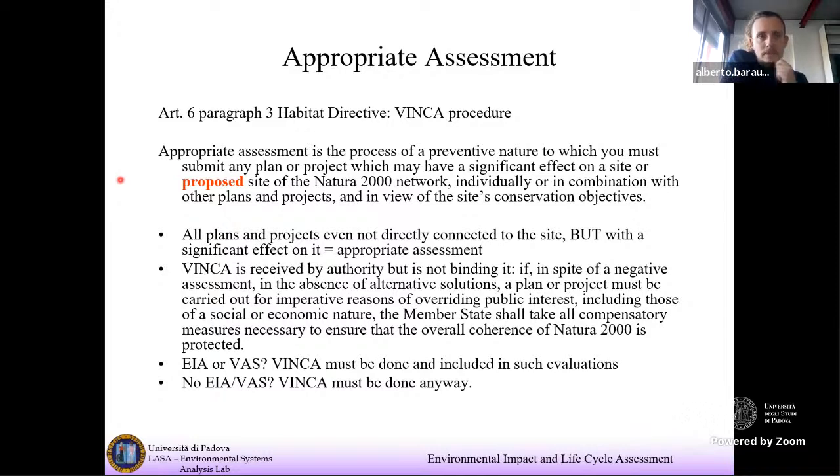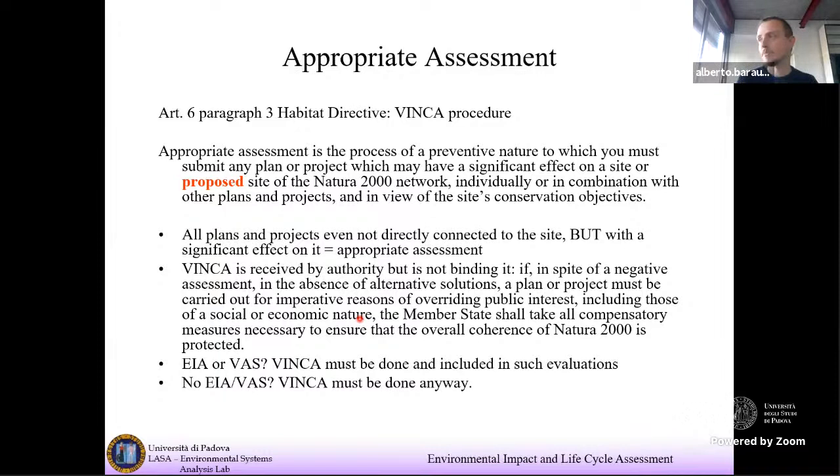Okay, one important thing to remember is that appropriate assessment is not binding on authorities. You can have a negative assessment saying that your plan or your project has a negative impact on your Natura 2000 site, but you can carry out that plan or project anyway if it's of overriding public interest, including those of social and economic nature. Please notice that overriding is a very strong word, and it's not private interest, but public interest.